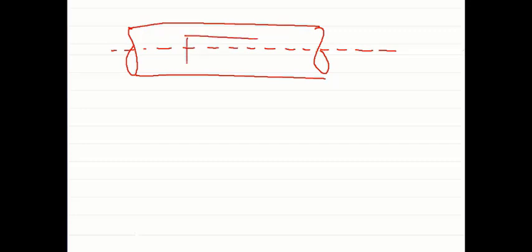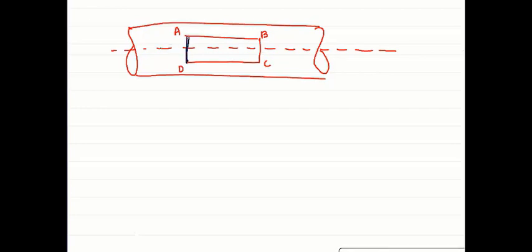This is my circular pipe. This was the center line of the pipe. This was the element that I had considered, which was A, B, C and D. So now let's see what the forces acting are.